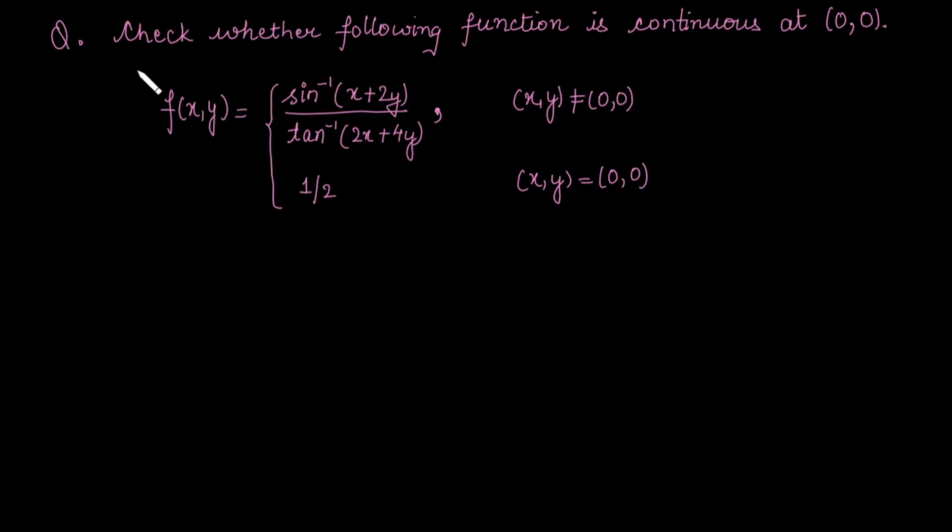Next example is check whether the following function is continuous at the origin or not. First step, we will take the function value at the origin. According to this function, the function value at origin is half. Secondly, we need to find the limit of the function as function approaches to origin.